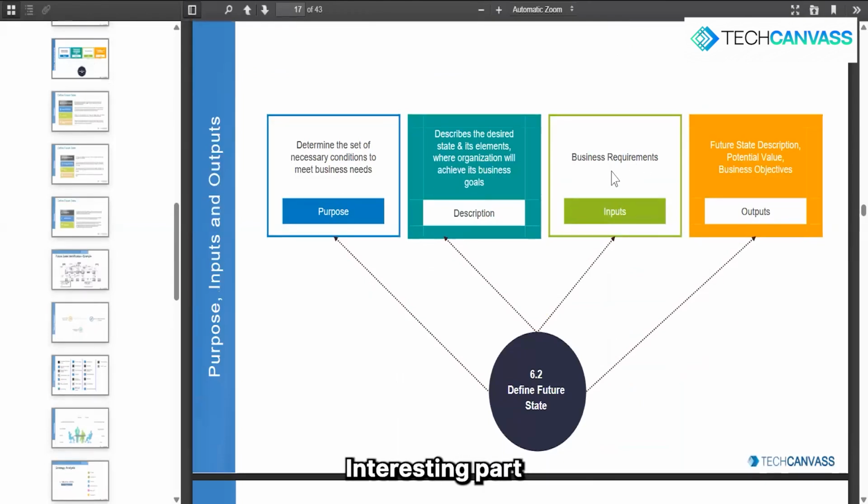Now look at this interesting part. This is coming from, does anyone remember? Where did you see this business requirement? Perfect. It was the output of the previous task, right? Yeah.